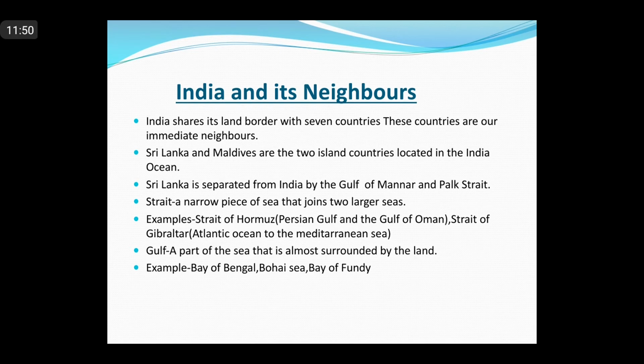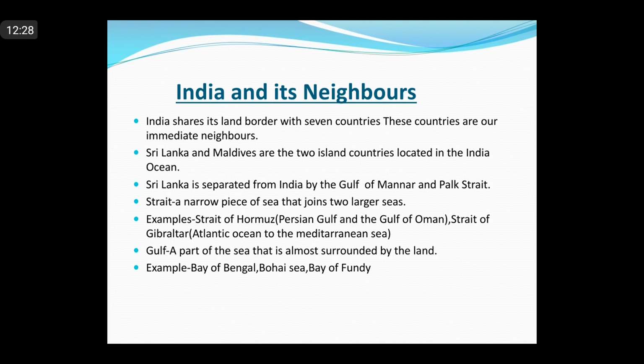One very important topic which I think I left out is India and its neighbors. India shares its land border with 7 countries. I have already told you the names of these countries, which are our immediate neighbors. Sri Lanka and Maldives are the 2 island countries located in the Indian Ocean. Sri Lanka is separated from India by the Gulf of Mannar and Palk Strait.